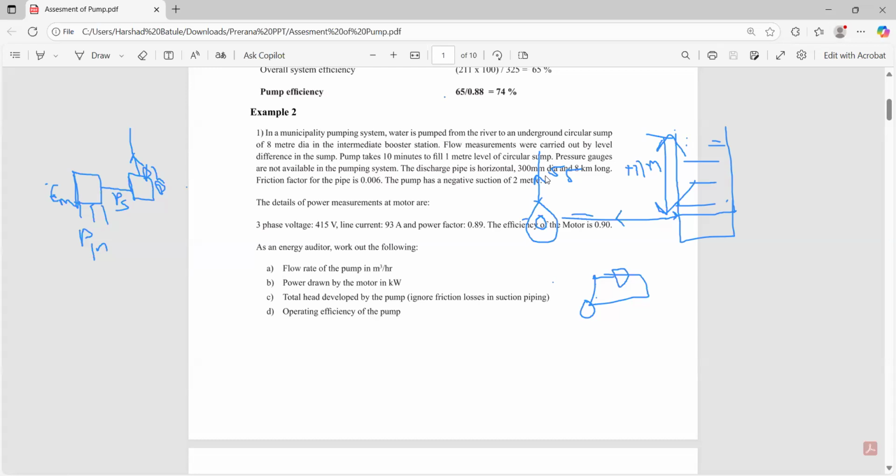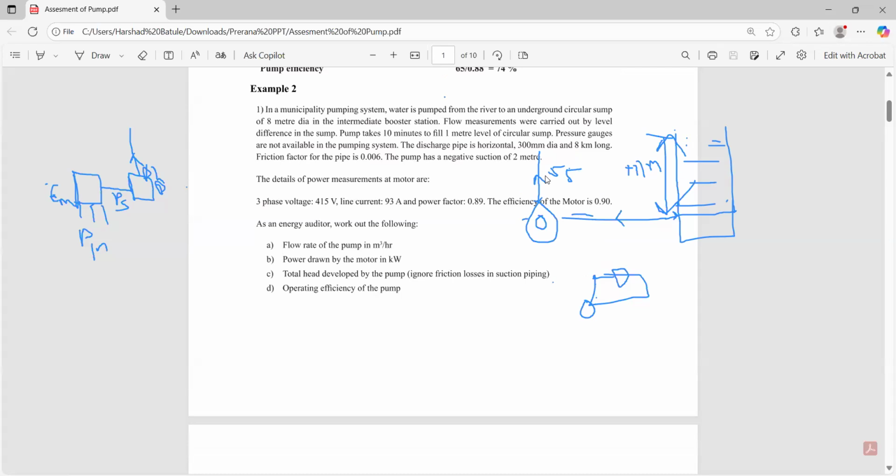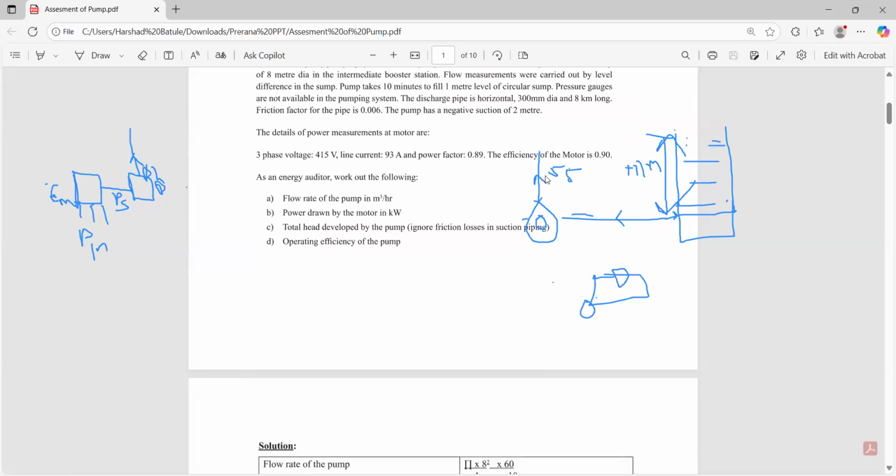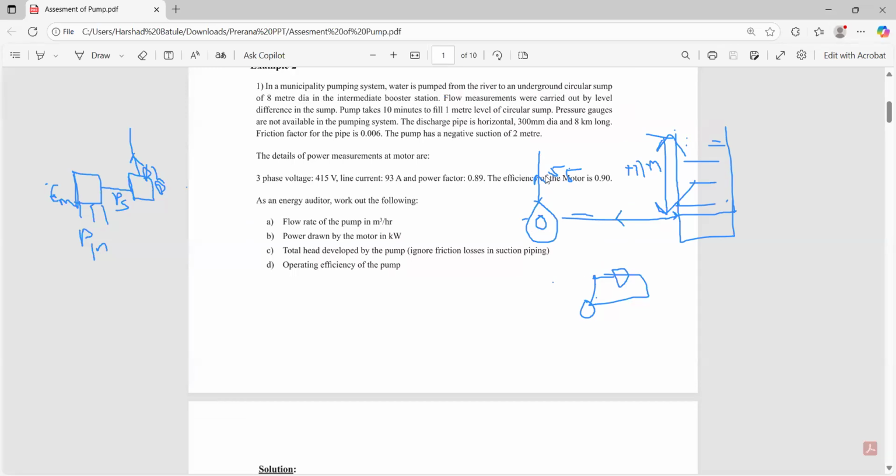The pump has a negative suction of 2 meter. The details of power measurement at motor are three-phase voltage 415 volt, line current 93 ampere, power factor 0.89. The efficiency of the motor is 0.90. As an energy auditor, work out the following: flow rate of the pump in meter cube per hour, power drawn by the motor in kilowatt, total head developed by the pump, operating efficiency of the pump. So this is the question.